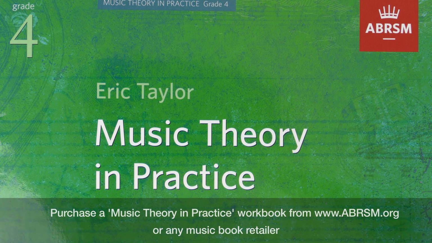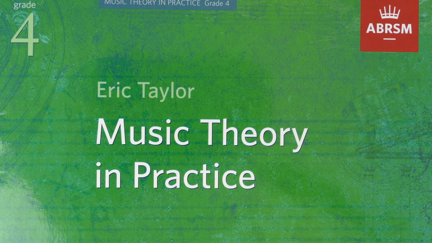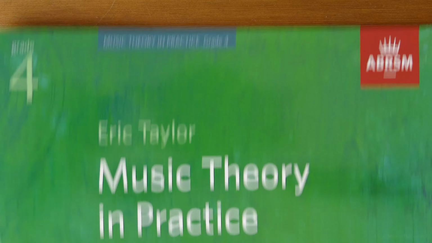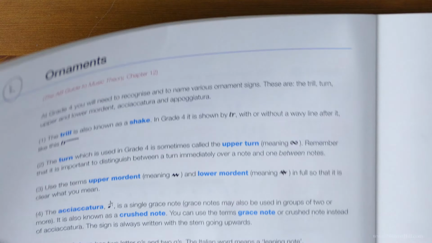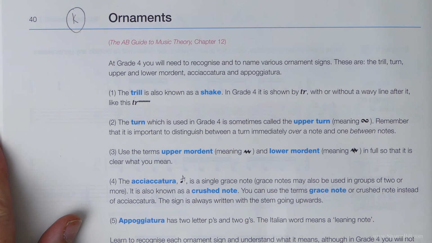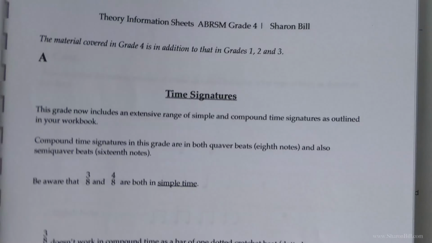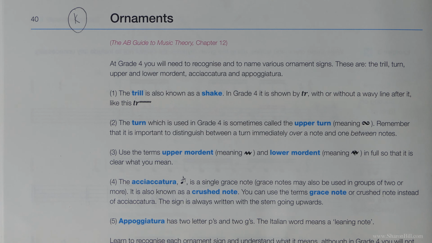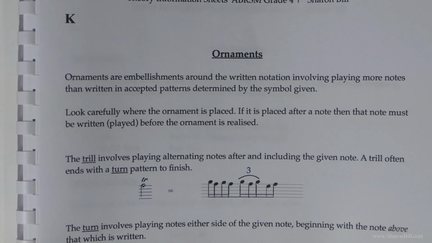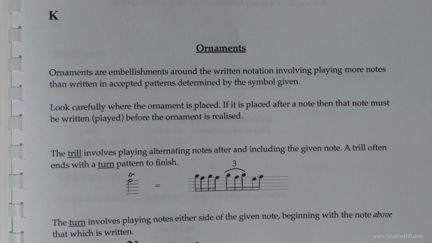And now we're going to crack on with grade 4 theory, and we're on page 40. If you turn with me to page 40, we're going to be looking at the topic of ornaments. Now I've referred to this as section K. So if you turn in your PDF document to section K, you'll find the information that you need there. And so I'll just explain the ornaments that are going to be referred to in this exercise.